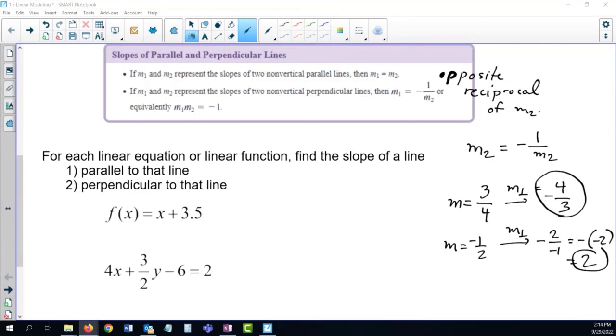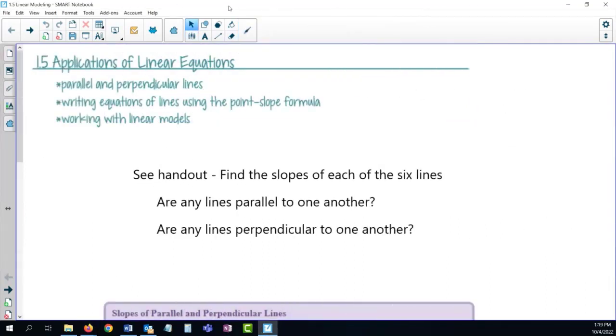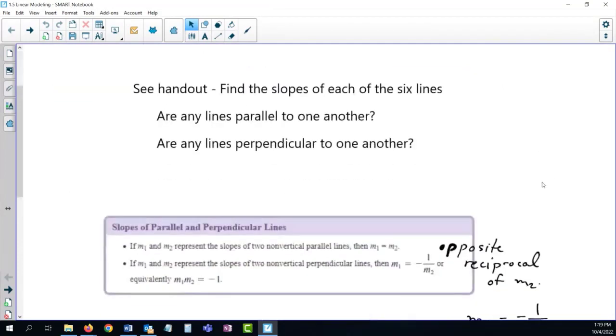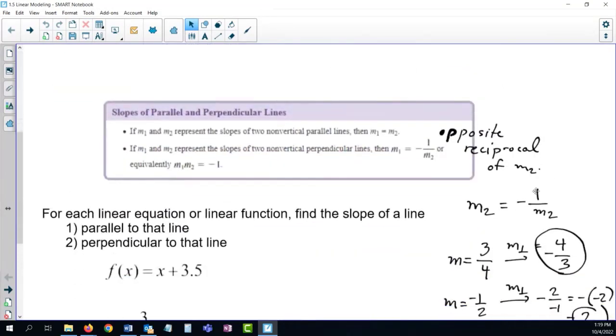Okay, then, did I get it? I've got some definitions at the bottom here.